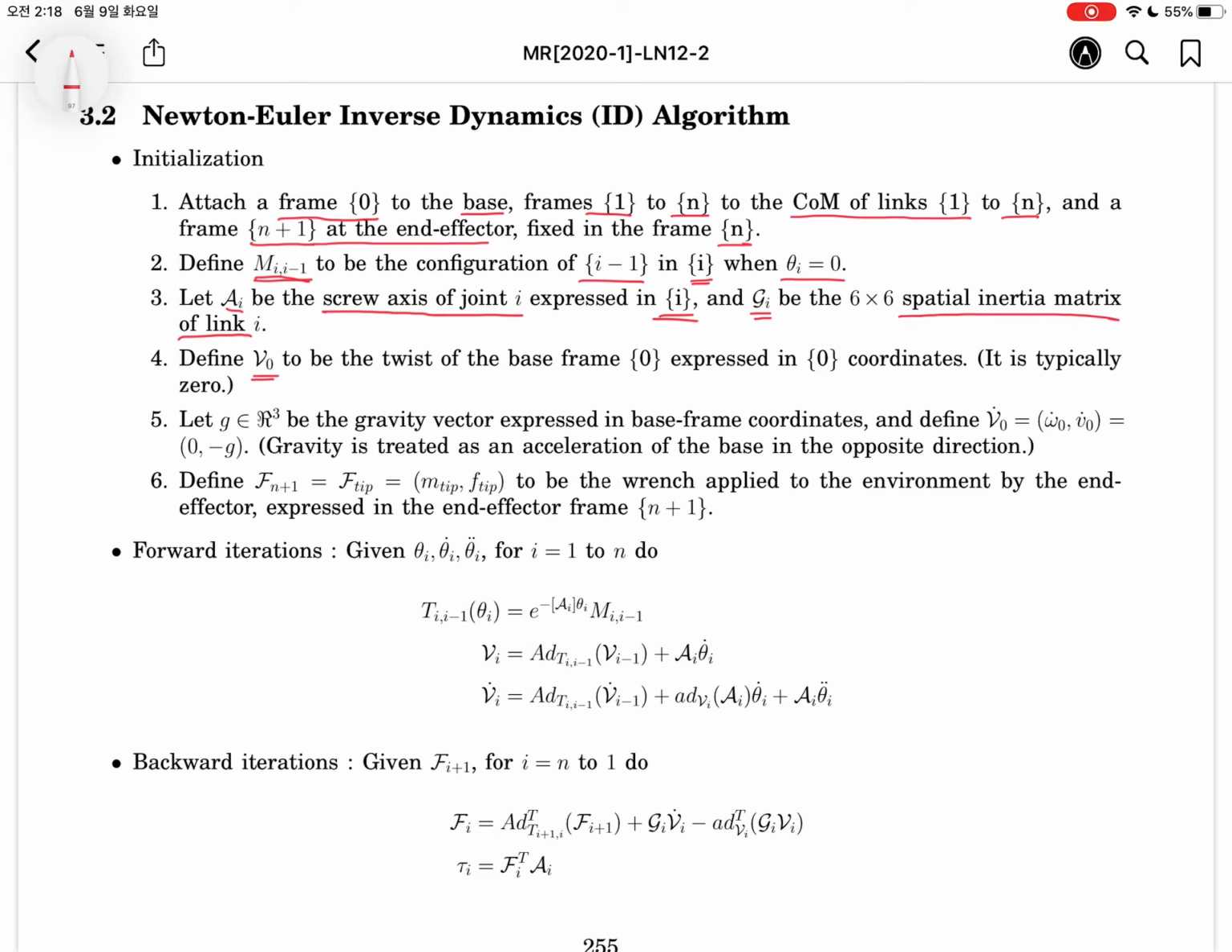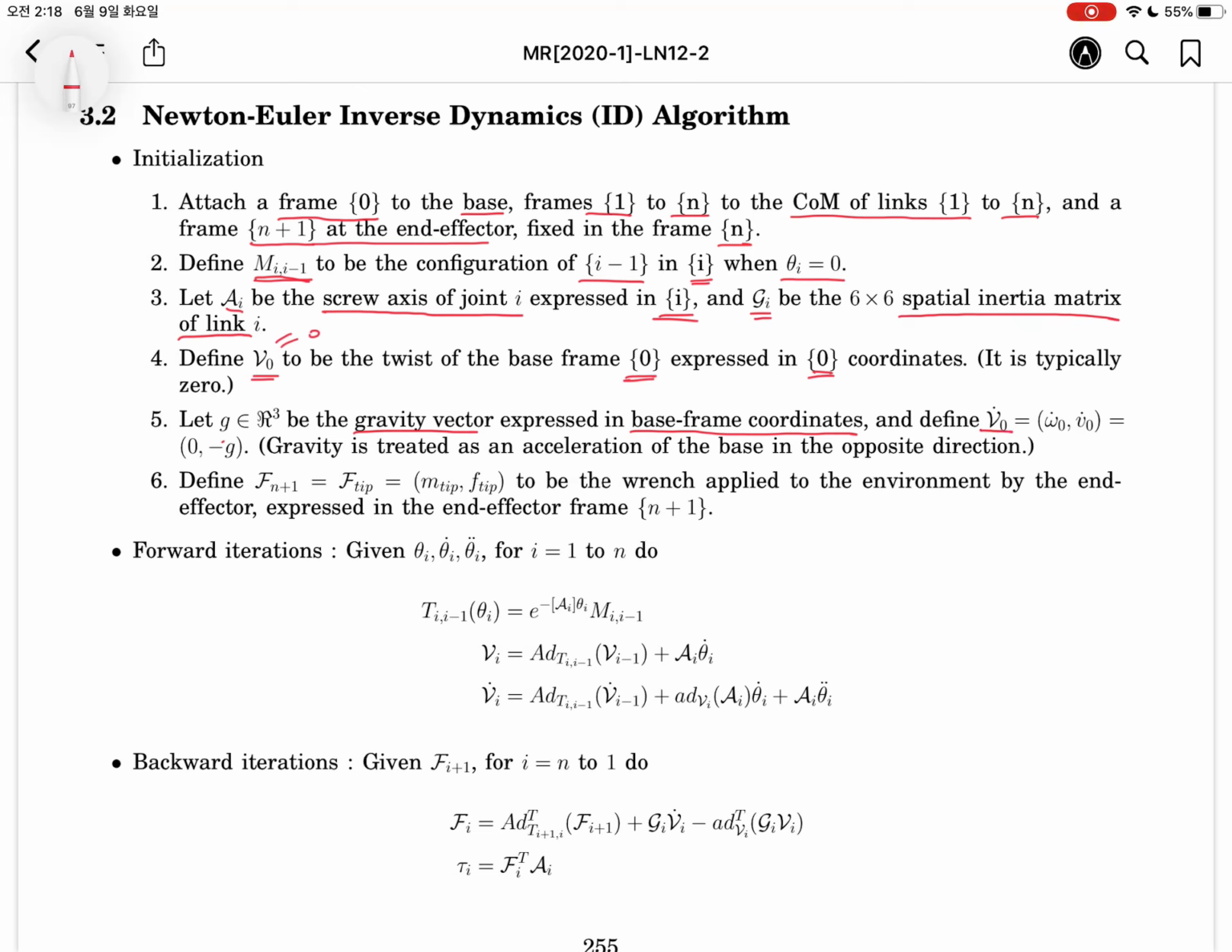V0 is the twist of the base frame in terms of the 0 coordinate. Okay, 0 frame. Maybe it will be 0 all the time. And then the gravity vector expressed in the base frame.